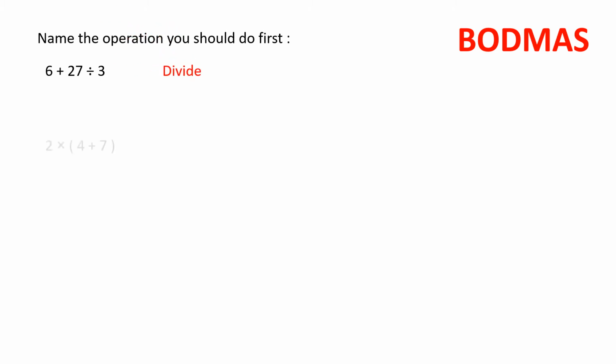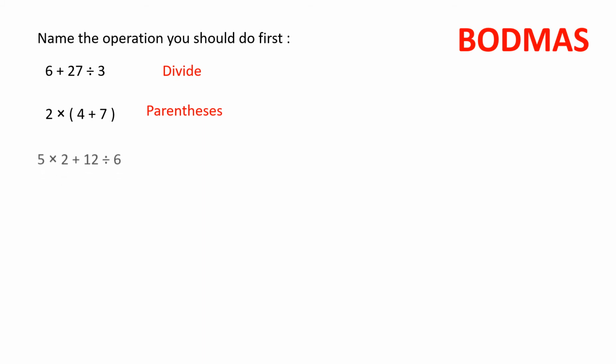One more example. 2 times (4 plus 7). What do you have to do first? Of course, someone will say, as you said, that we have to multiply and divide before add and subtract. But because there is a parenthesis here, you have to do what is inside the parenthesis first, which is 4 plus 7.